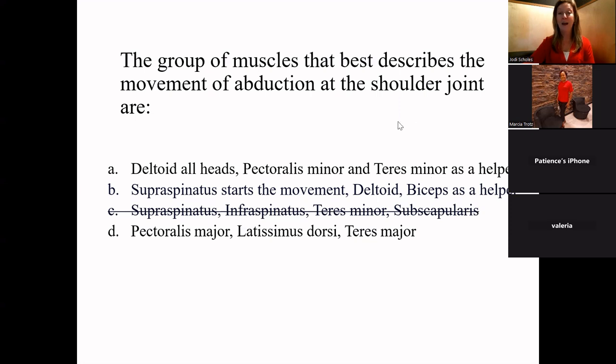Remember, we're looking at abduction. What is abduction? Go into anatomical position. What's abduction of the arms? Careful, careful, right? Look, look, look.